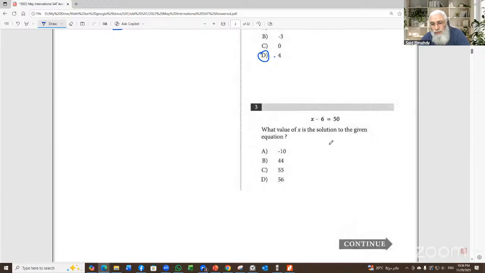X minus 6 equals 50. What value of x is the solution to the given equation? Plus 6, plus 6. So x is equal to 56.